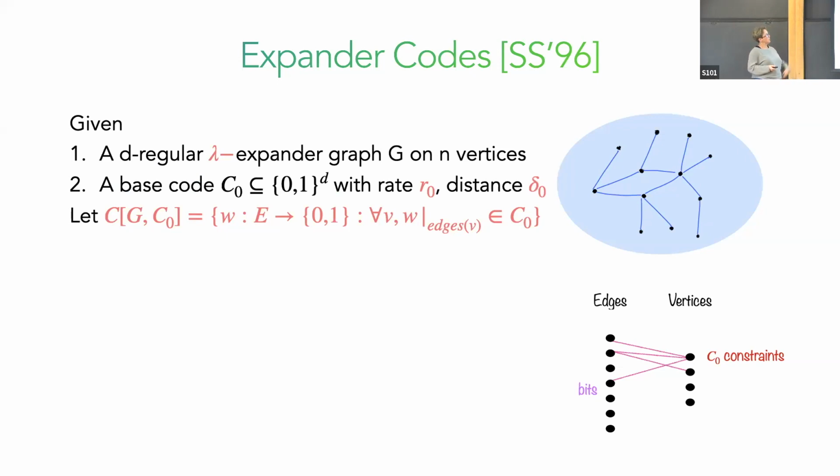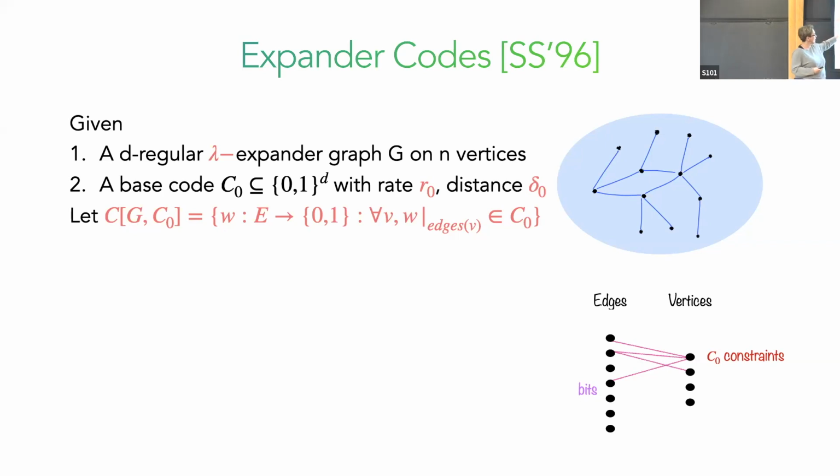Bipartite or not? As you see here, it's often described as bipartite, but it's not needed. In the picture, I guess this is bipartite, but I didn't mean for it to be. Oh, the bipartition is going to be edges to vertices. Right, exactly. Okay, so you start with a graph and you start with the base code.